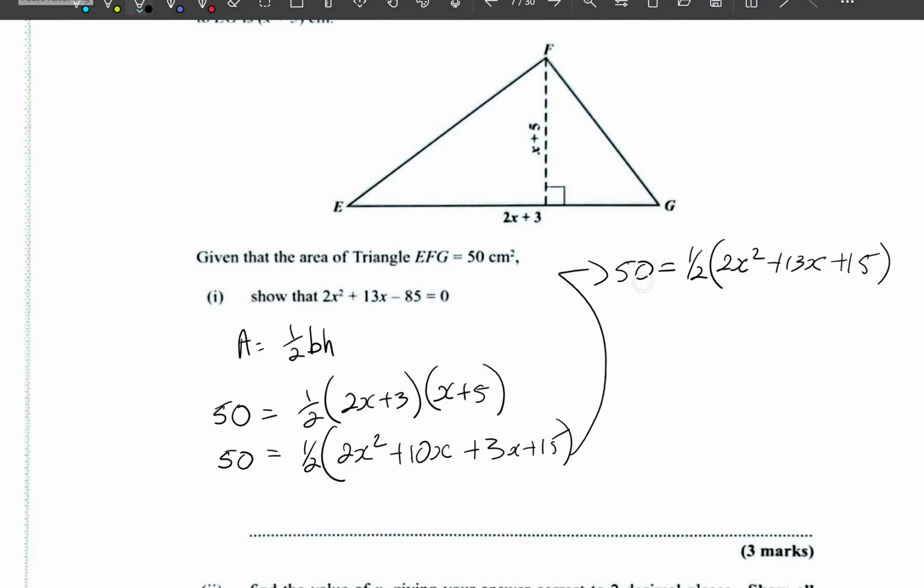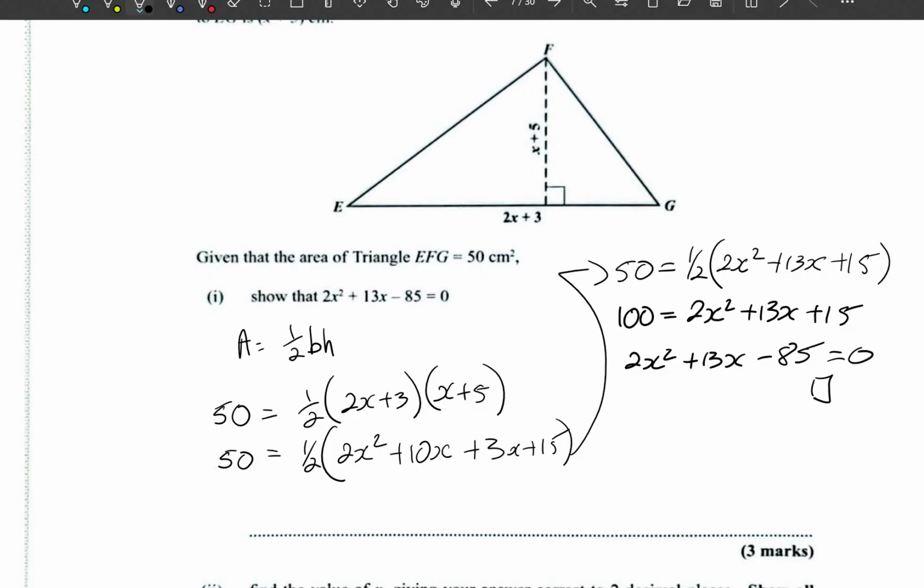Next, I would multiply both sides of this equation by 2. Why? To get rid of this half in front of our bracket. So we multiply this side by 2. The half disappears. 50 by 2, that's going to give 100. So 100 is equal to 2x squared plus 13x plus 15. Minusing 100 from both sides, we see that 2x squared plus 13x minus 85 would be equal to 0. So we show the desired equation.